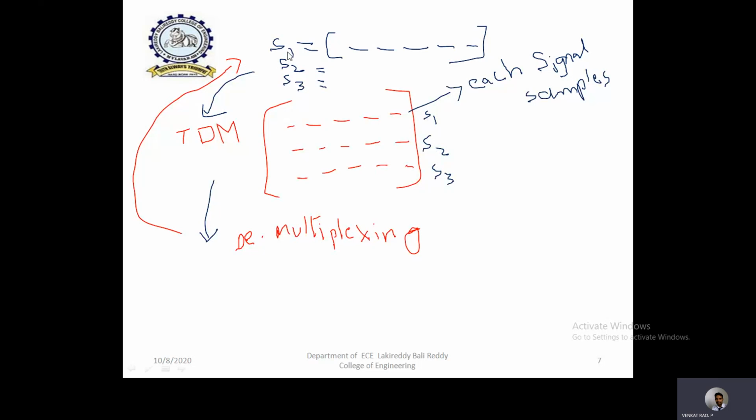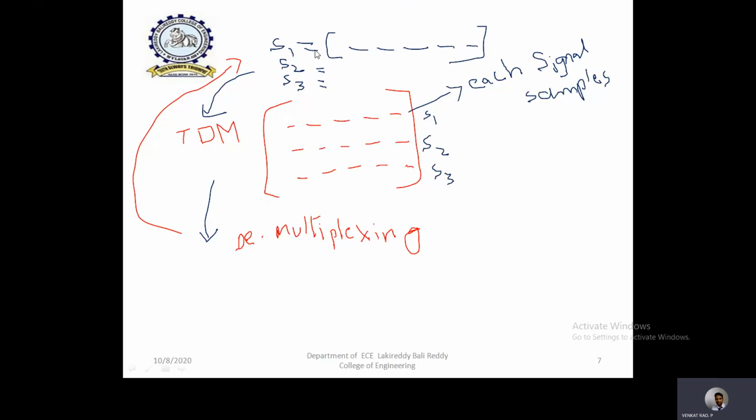For example, let us assume that the signals are S1, S2, S3 and so on. Each signal is already converted into samples. So that means each signal has a finite number of sample values. All those sample values are generally stored as a row vector like this. So all these are nothing but sample values of signal 1. Similarly, all the sample values are stored in a row vector as signal 2 and signal 3 and so on. So in order to convert these three sampled signals into a time division multiplex waveform, we need to convert these row vectors into a matrix.